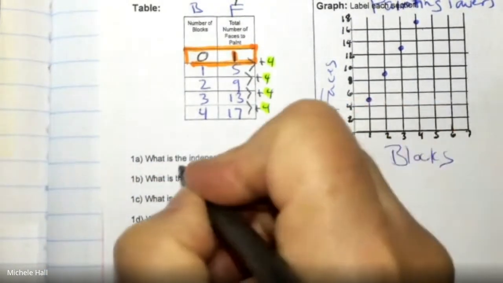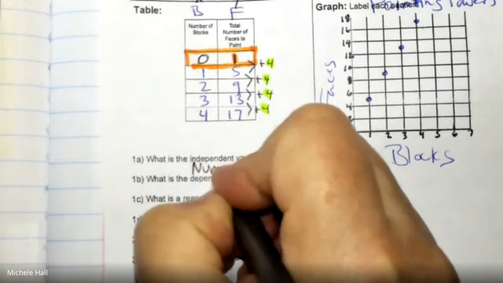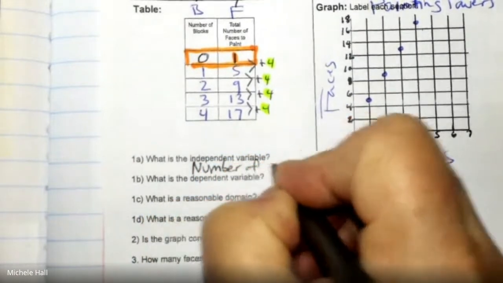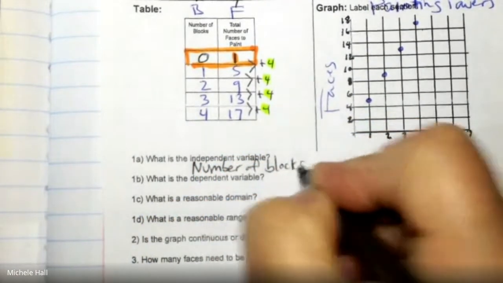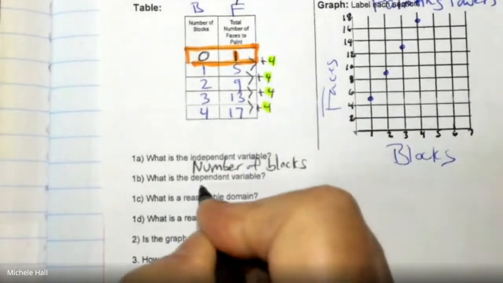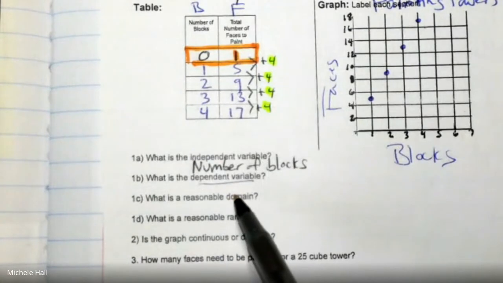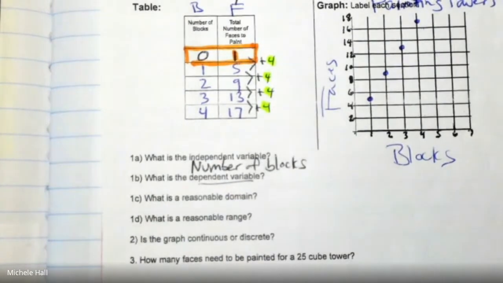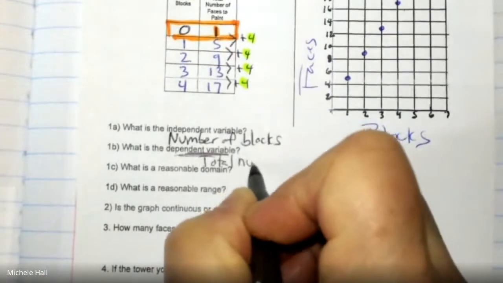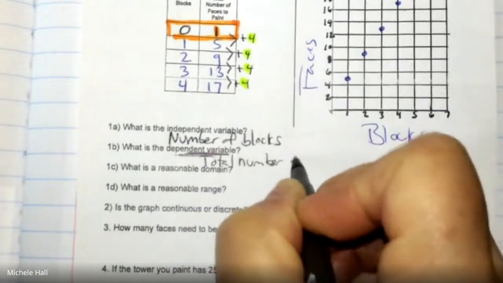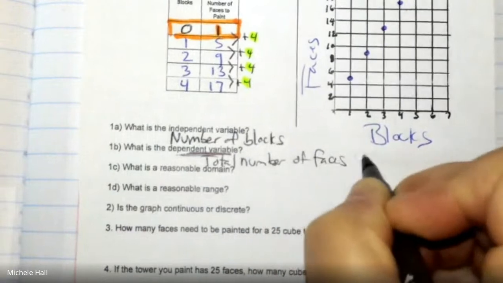So that's true. The dependent variable is the total number of faces to paint. I can't tell how many faces there are to paint unless I know how many blocks there are. That's why it's dependent on the x. Total number of faces to paint.